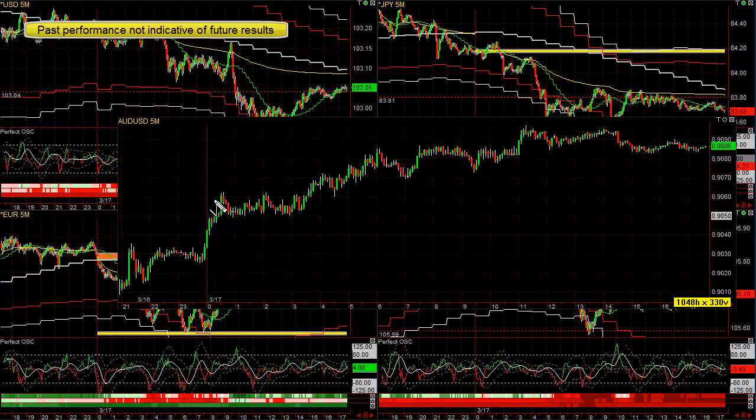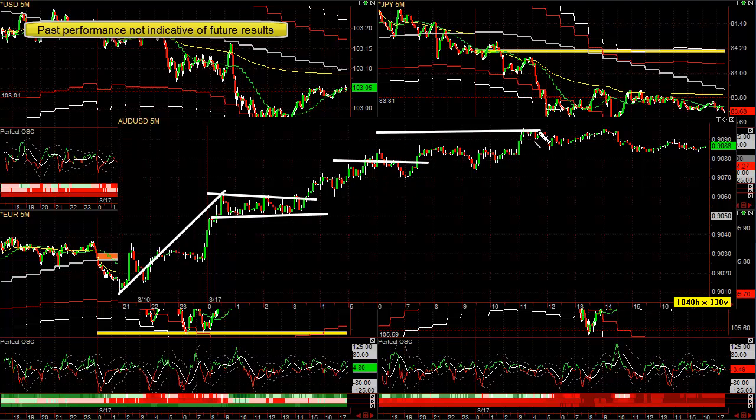So you can see this one broke out. You have a nice little multi-hour rectangle pattern right here. You buy the breakout. Typically it's going to go to the fib target of this move, which is up here more than likely.